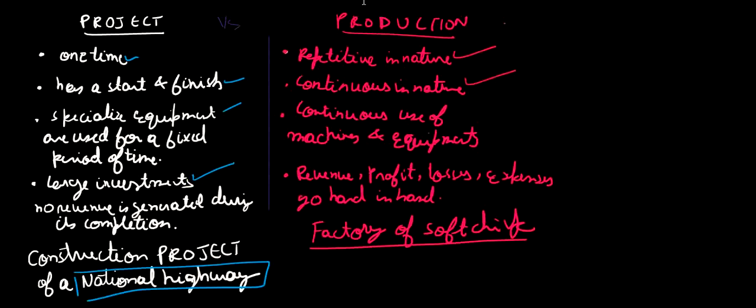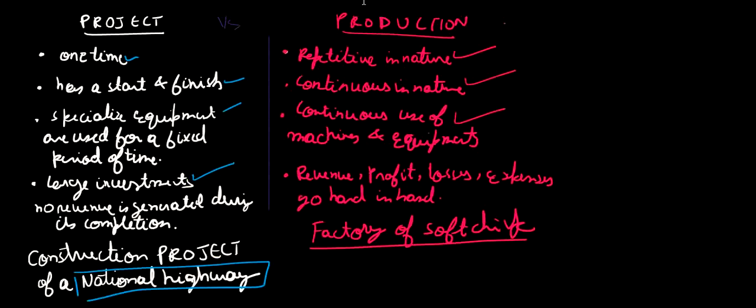There will be continuous use of equipment. Some common equipment, like there could be a continuous use of conveyor belts, or there could be a continuous use of the pumps which are used to pressurize the liquid inside the bottles. And revenue, profit, losses, expenses go hand in hand.